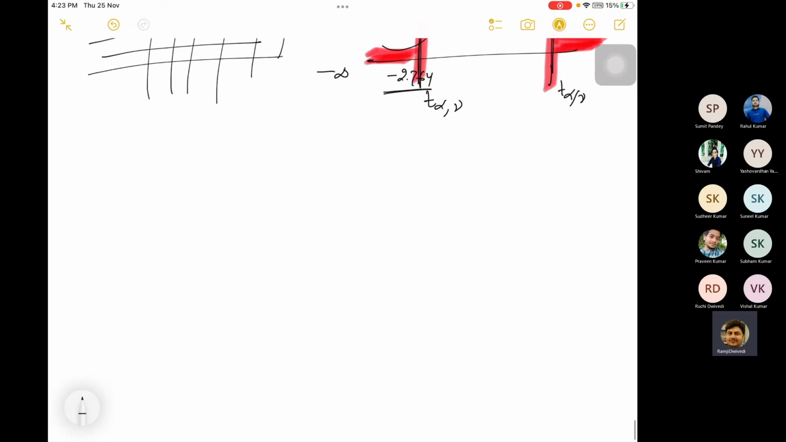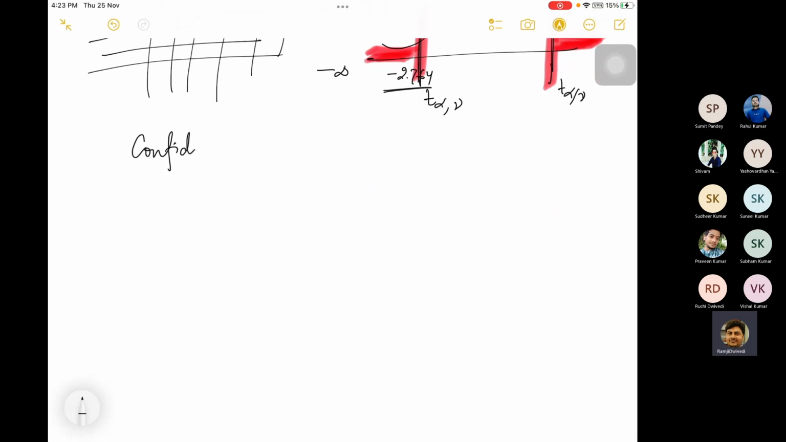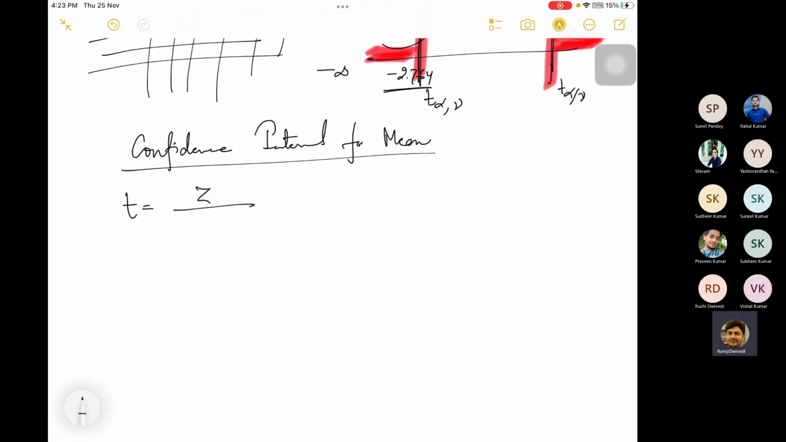Now, these are the two popular distributions. Very easy. We can find out the confidence interval for the mean. The confidence interval for the mean is given by the t distribution. Again, I'm writing Z upon the square root of chi-square by mu. Z you already know, X minus mu by sigma.